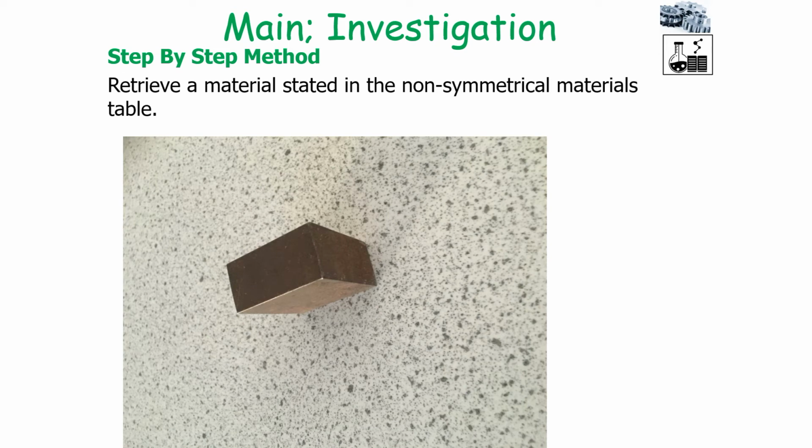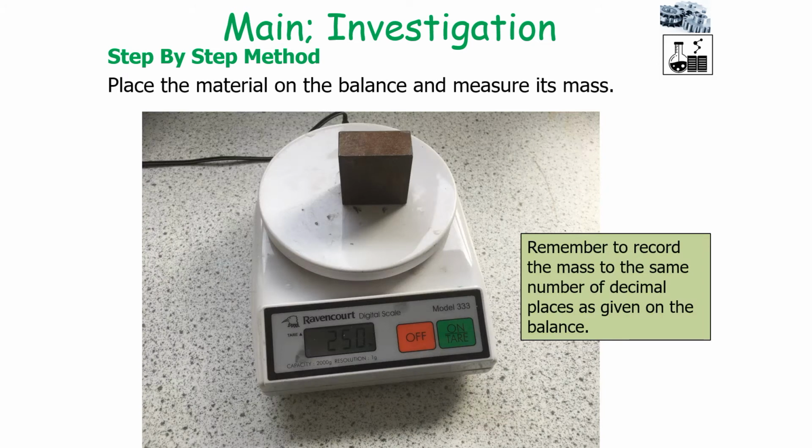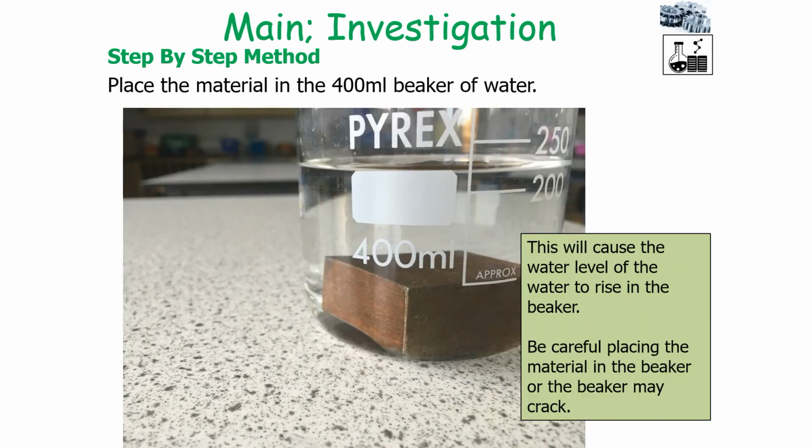You would then retrieve a material stated in your non-symmetrical or irregularly shaped object table. You would then place that material on the balance and measure its mass. Remember to record the mass to the same number of decimal places as given on the balance, the resolution of the measuring device, and then you place the material in the 400ml beaker of water. This will cause the water level to rise in the beaker. You've got to obviously be careful placing the material in the beaker or the beaker may crack.